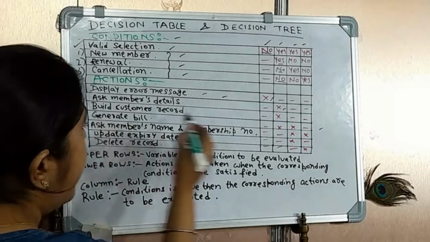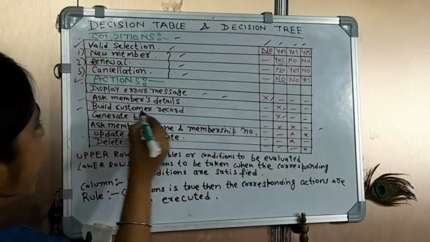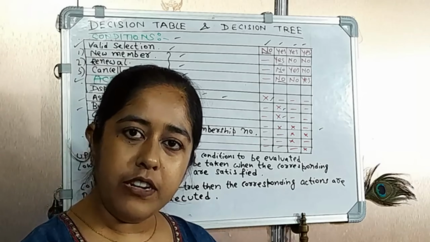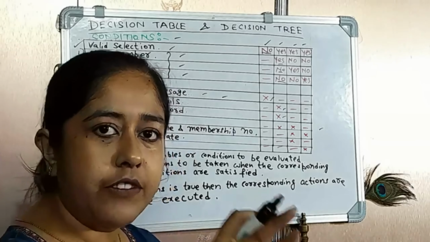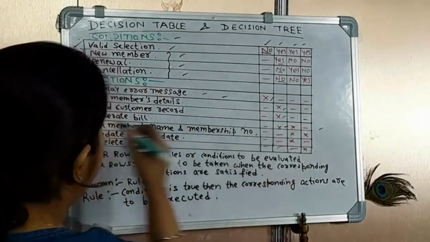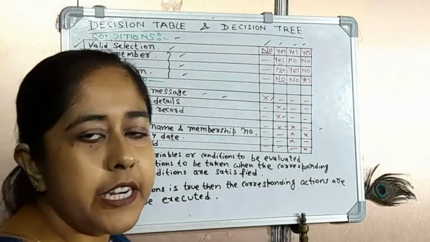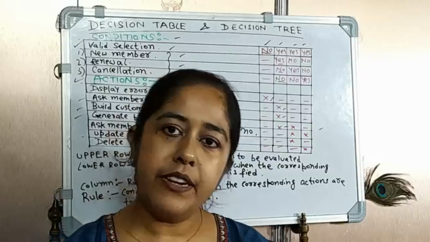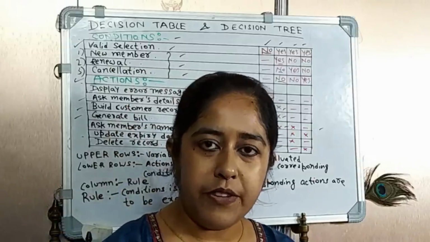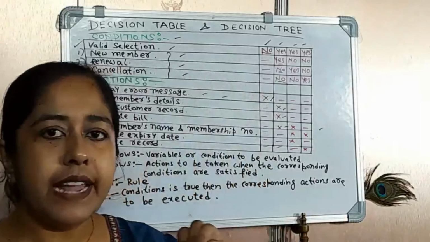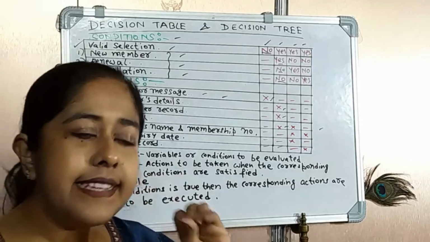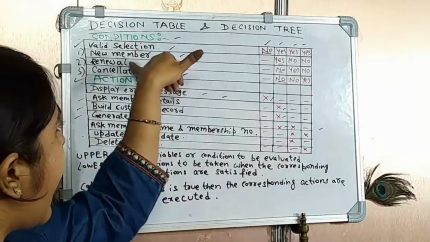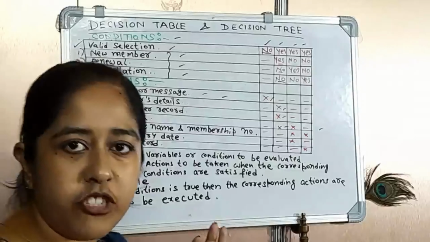Then it will build a customer record. Whatever details I have given, it will build a record of the customer with my name. And third, it will generate a bill, a particular bill for when we become a member of any particular library. A certain amount is given, so it will generate a bill for that amount. These 3 actions are taken when I am selecting the new member option.